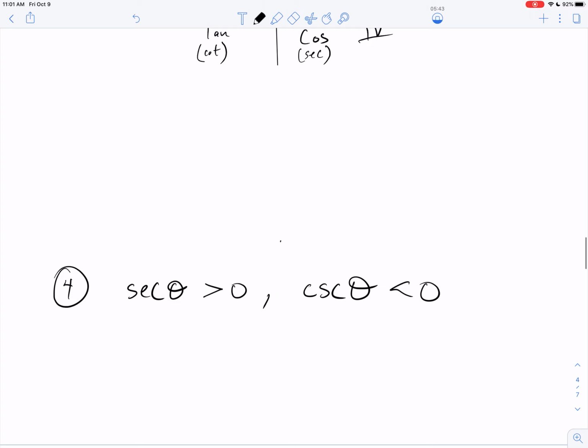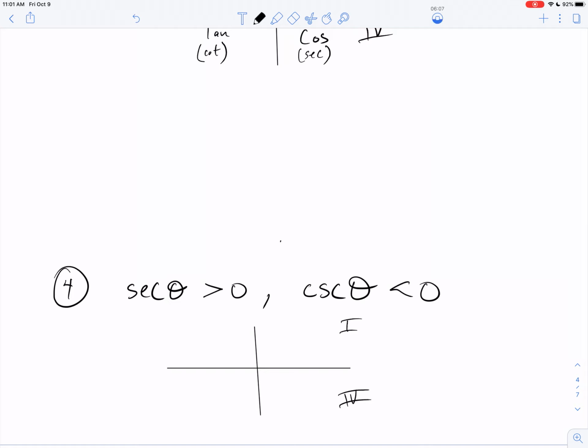So one last one right here. I would say secant is greater than 0 and cosecant is negative. So this time, secant greater than 0, so that's the same. I don't think in terms of secant, but I think that's the reciprocal of cosine. So it's either 1 and 4.